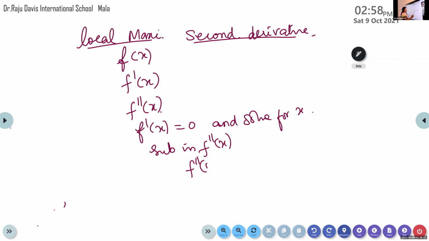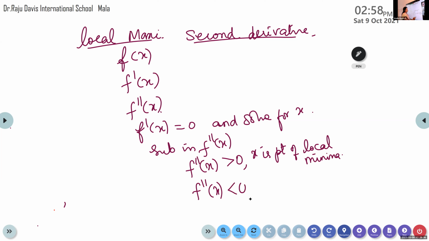If f double dash of x is positive, then x is a point of local minima. And if f double dash of x is less than 0, negative, then x is a point of local maxima. Okay, this is what we have learned in the second derivative test.